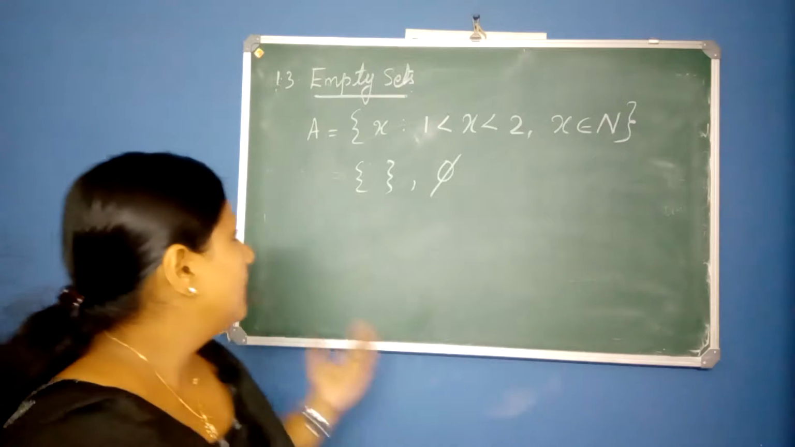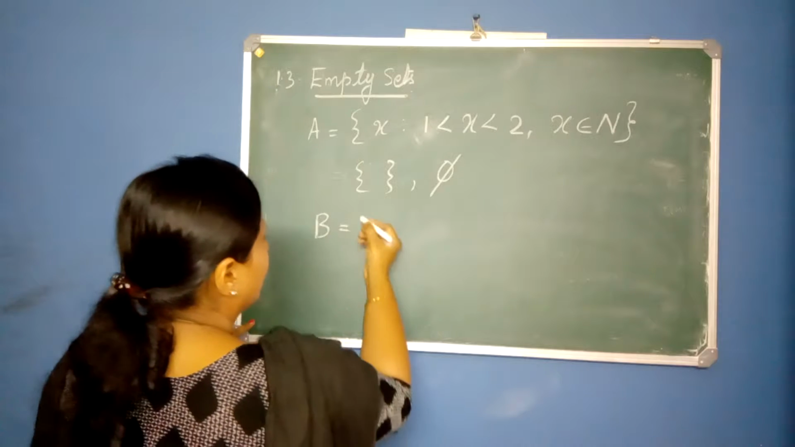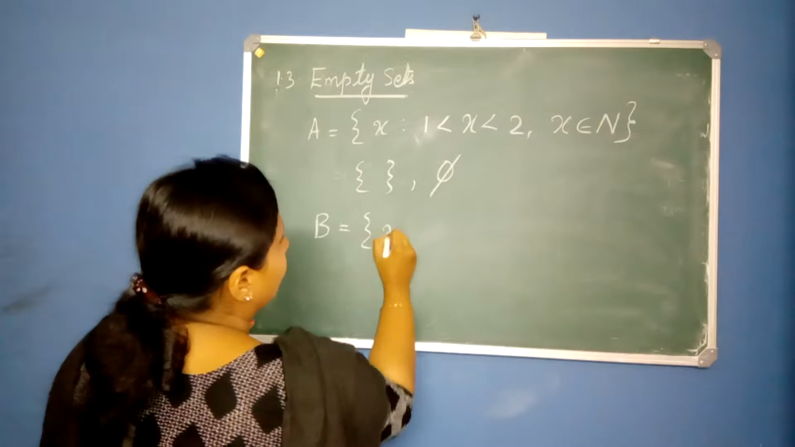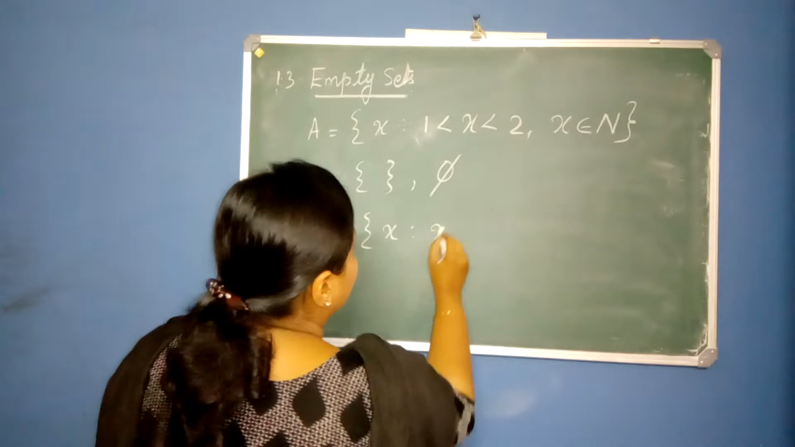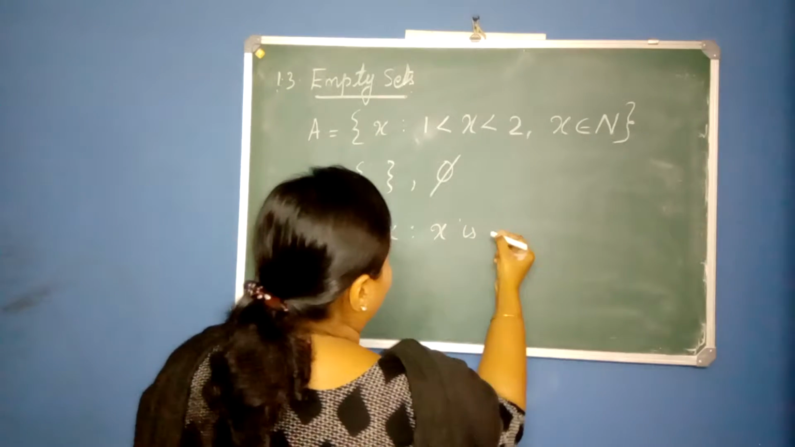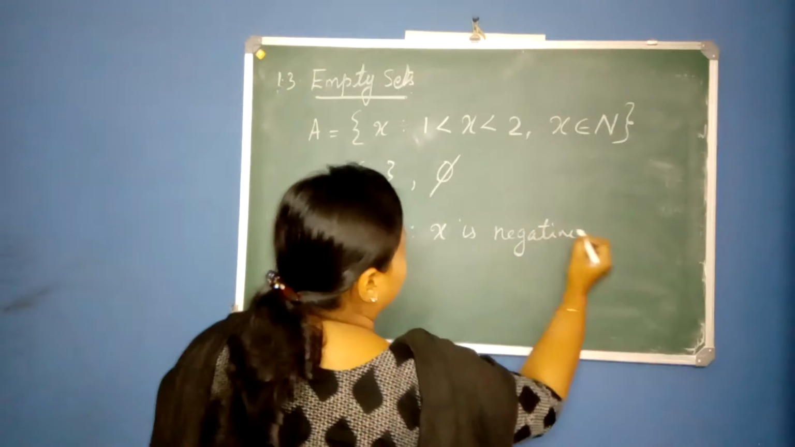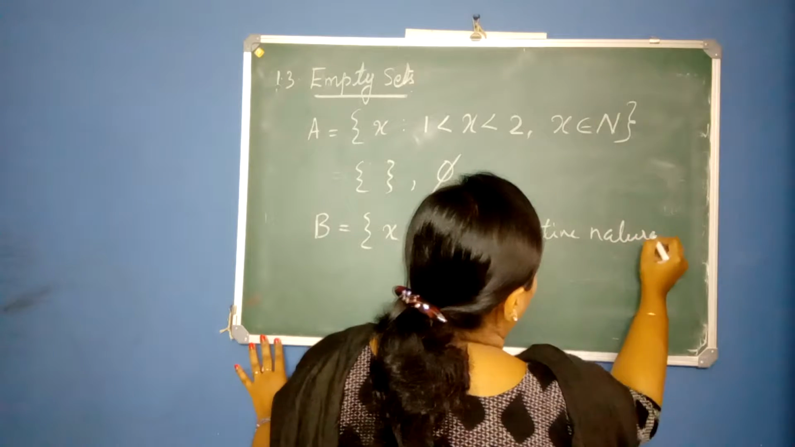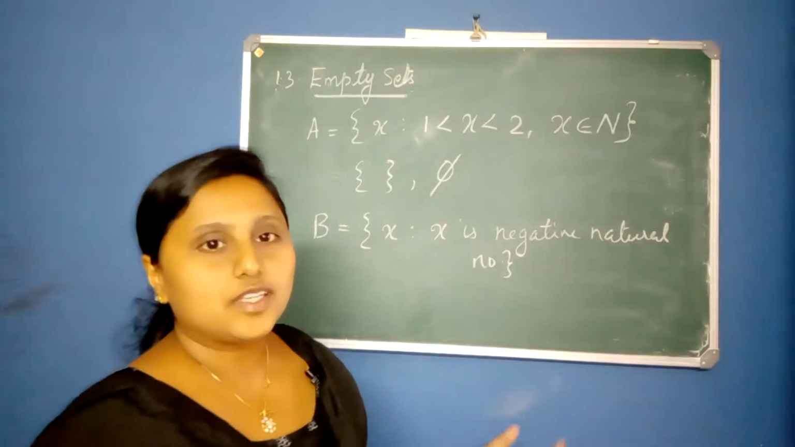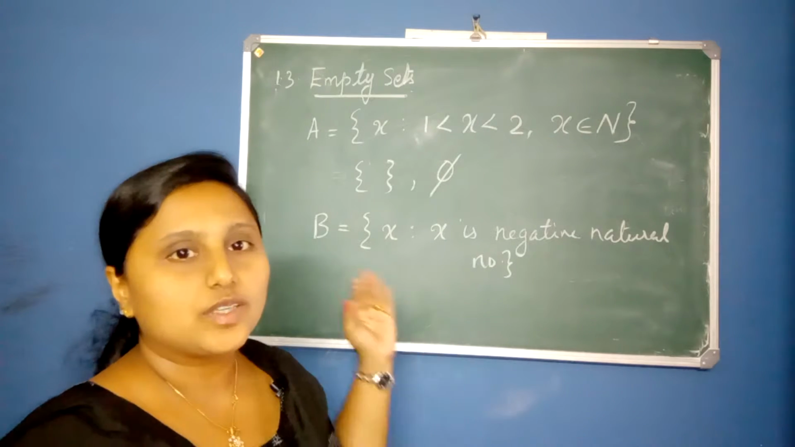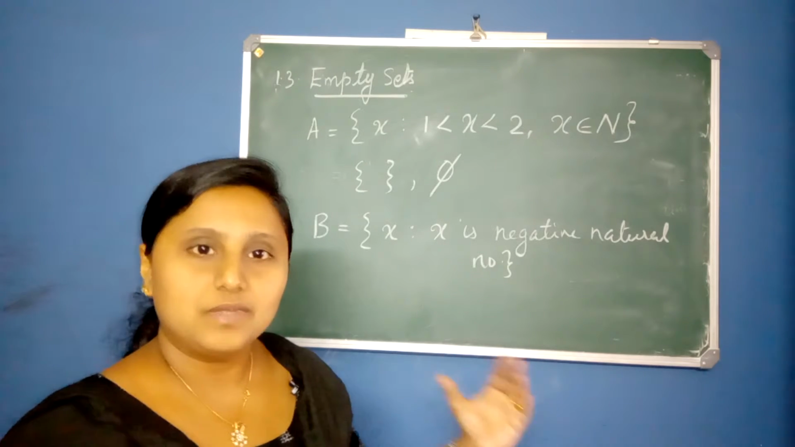Another empty set, let us consider B equal to the set of all x such that x is a negative natural number. Is there any negative natural number? No. Natural numbers are all positive numbers. These are all examples of empty sets.